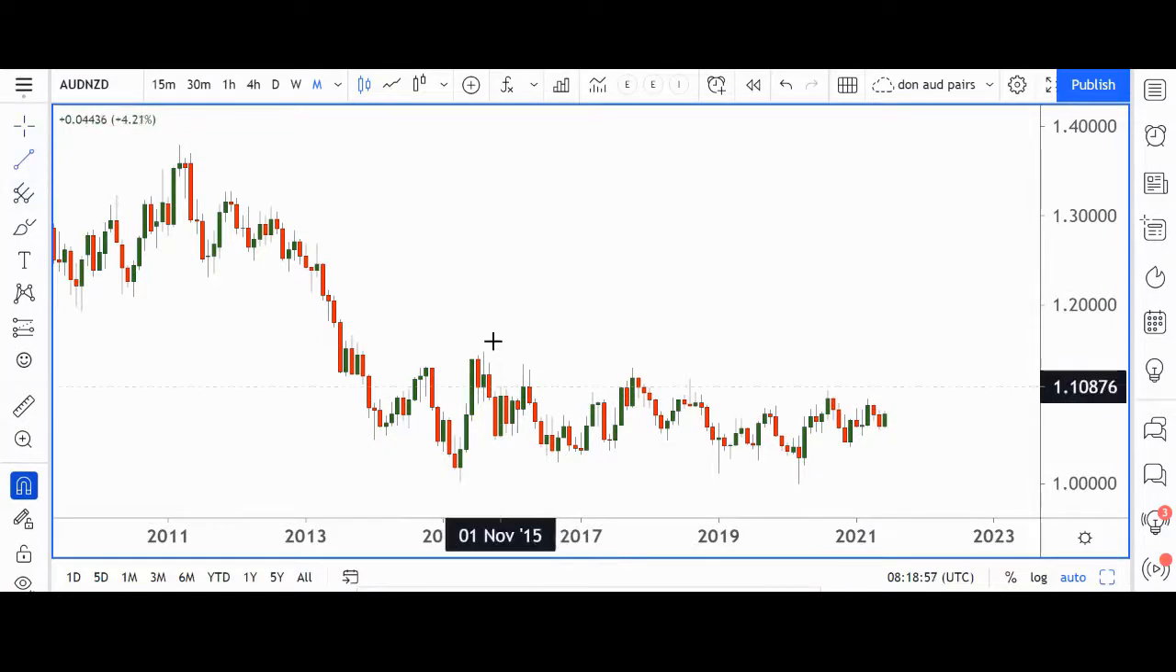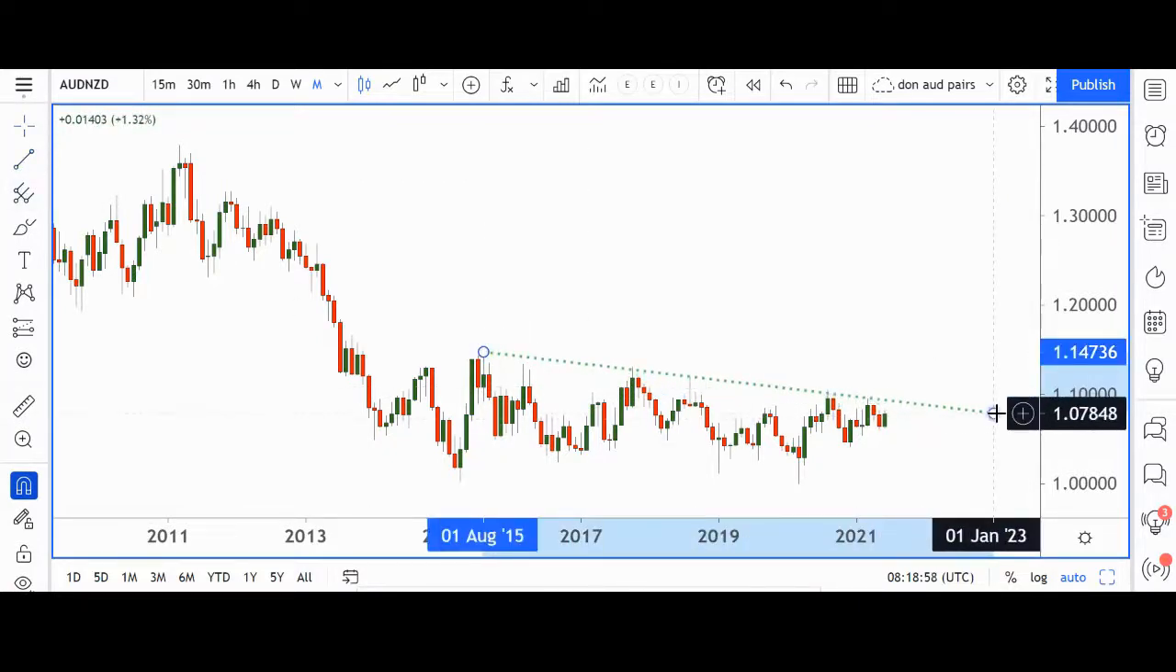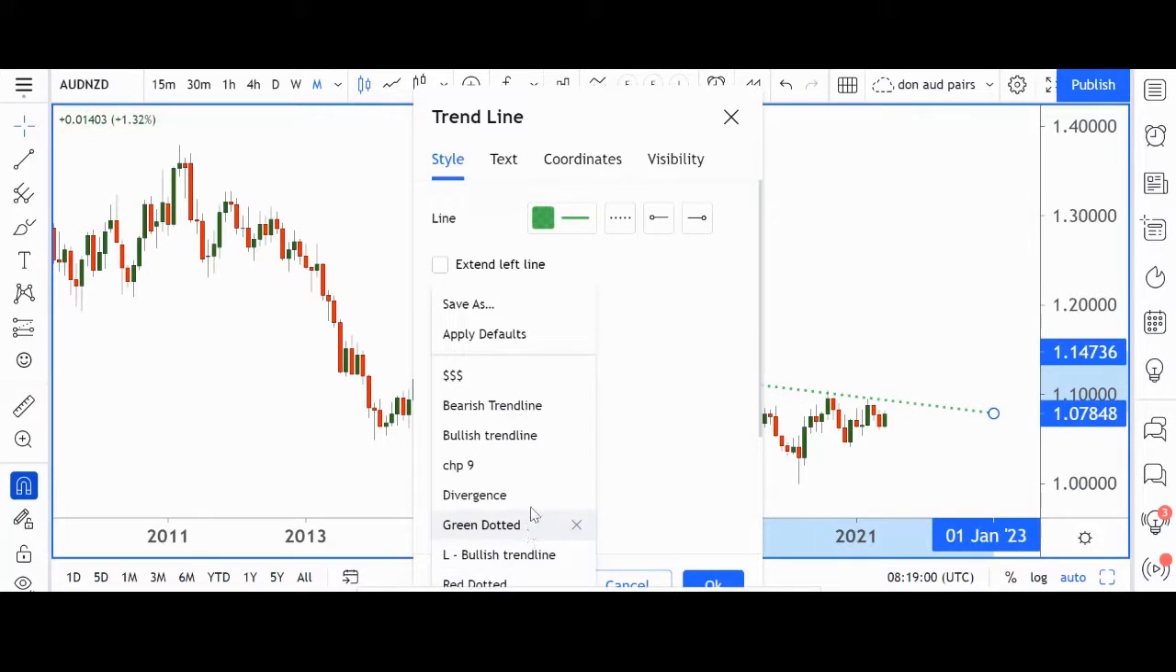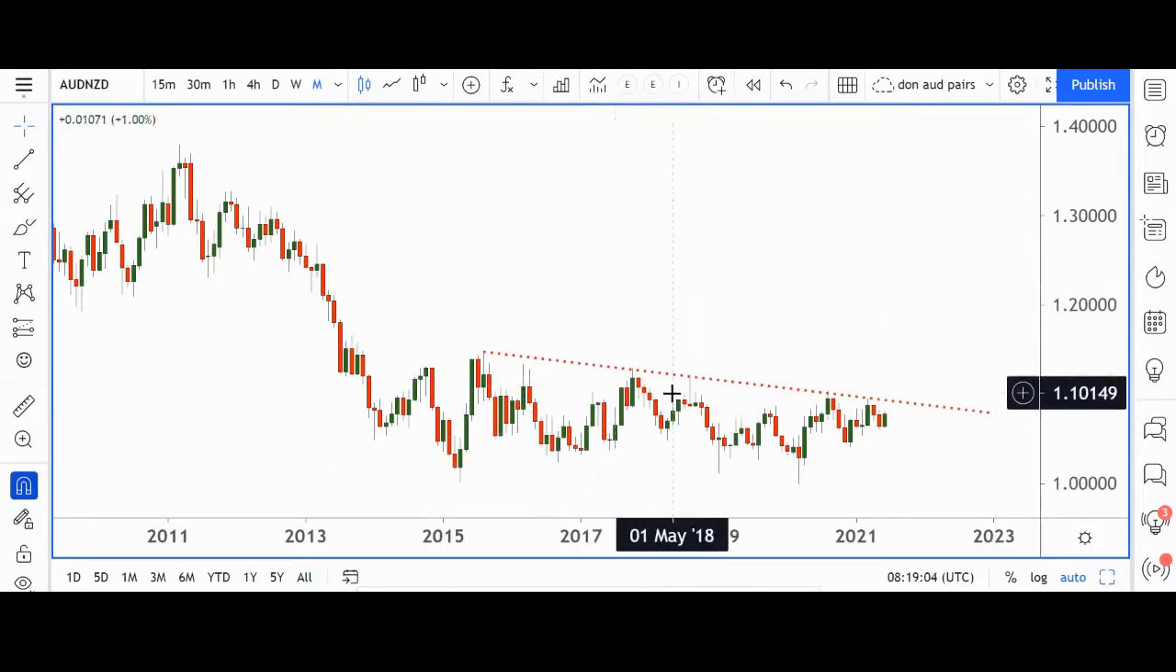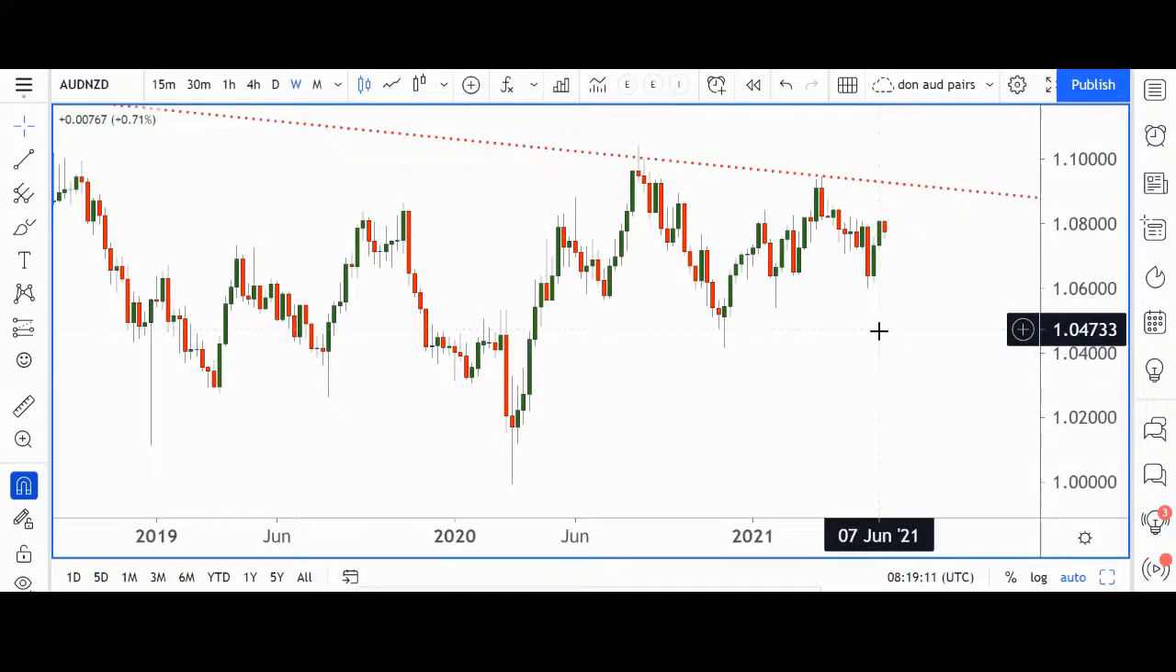However, what I can see is that the price is generally looking like it's on a downtrend. If you change this to my bearish trend line, you can see that price is generally making those lower highs over here. So I'm generally quite bearish on the Aussie Kiwi.